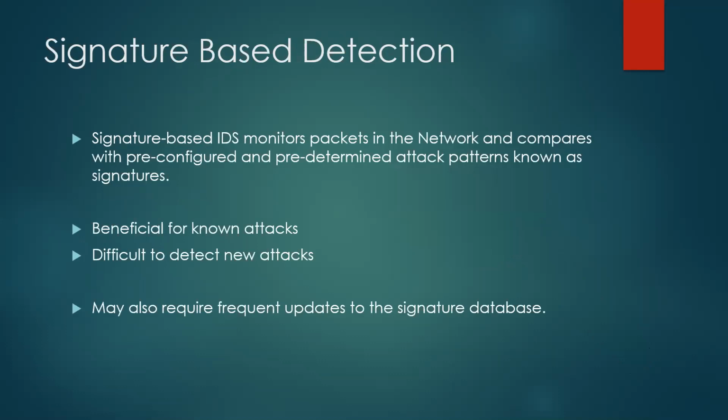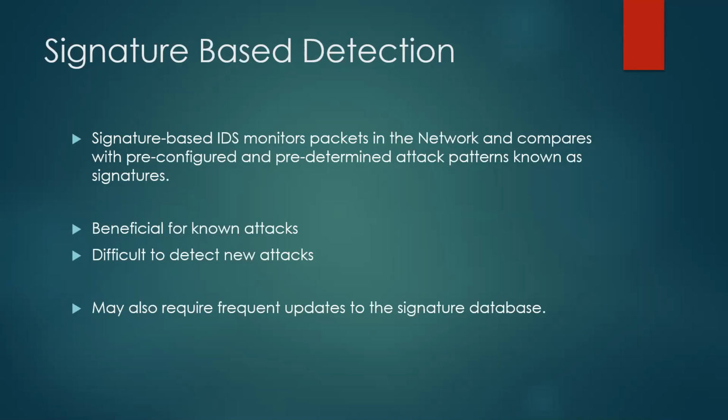Signature-based detection monitors packets in the network and compares them with pre-configured and predetermined attack patterns known as signatures. This is great for known attacks, but not good for a brand new threat. If a threat was being carried out live by an attacker, the possible randomness from the attacker could also go undetected.